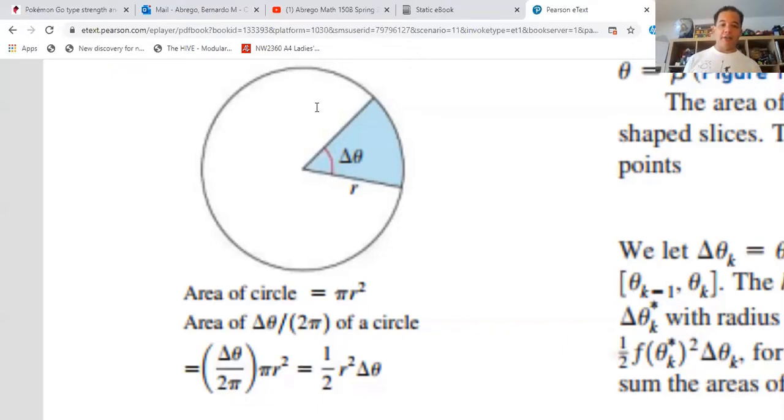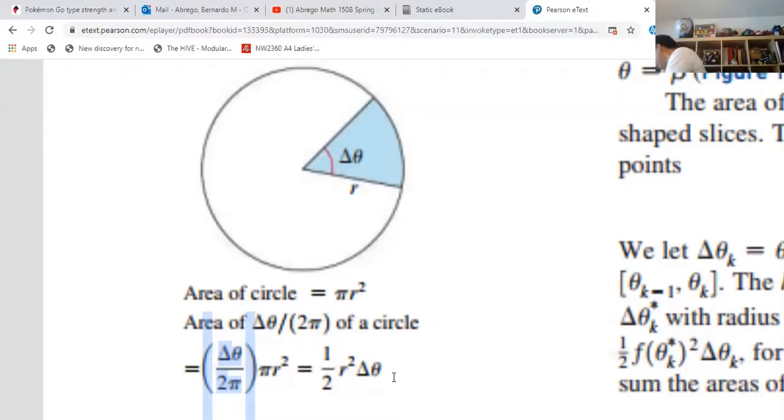So if you get delta theta of the angle, the proportion of the pizza you have is delta theta divided by 2 pi. And when you do delta theta divided by 2 pi times pi r squared, like I'm highlighting right now, you get this formula: 1/2 r squared times delta theta. Okay, remember that, because that's essentially the only area formula we're gonna need. That the area of a circle of radius r and angle delta theta is 1/2 r squared times delta theta. That's all we need.